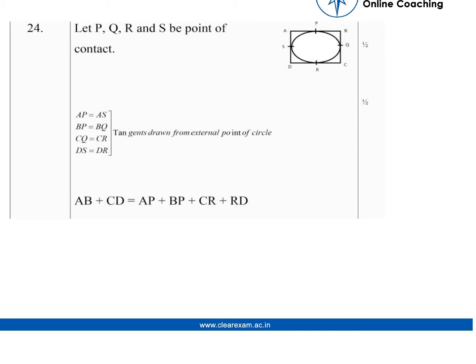As we are given this figure, this is the circle which is circumscribed inside the quadrilateral. As the line PAB, that is line AB, is a tangent on the circle, therefore the distance from A to P and from A to S will be equal, as both the lines are tangent. Therefore, we can equate them as follows: AB plus CD is equal to AP plus BP, that is this line segment, and CD can also be equated as CR plus RD.